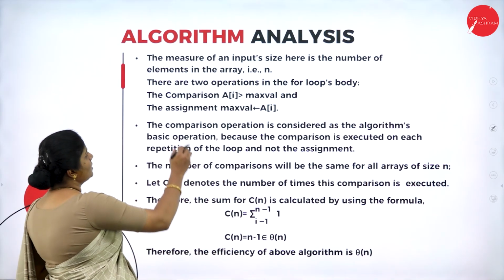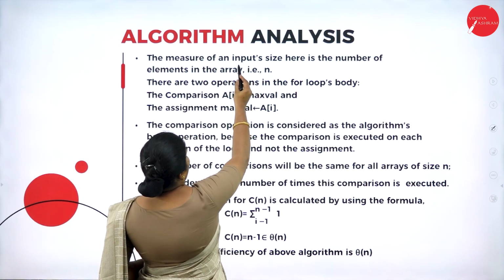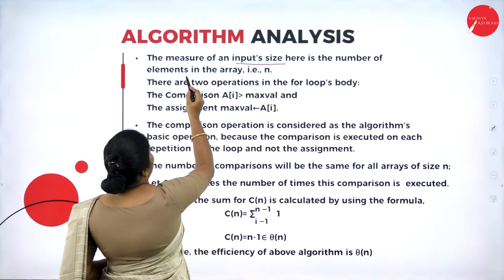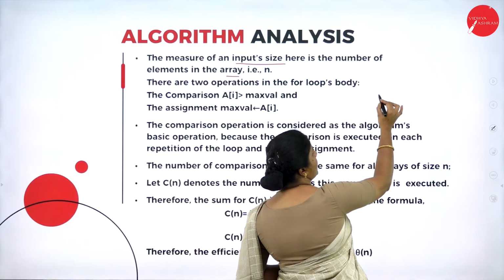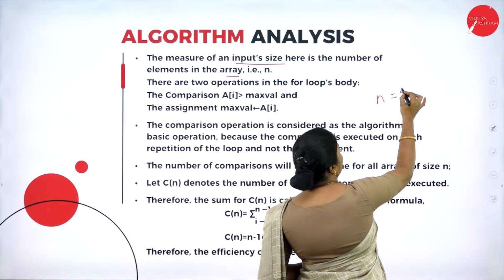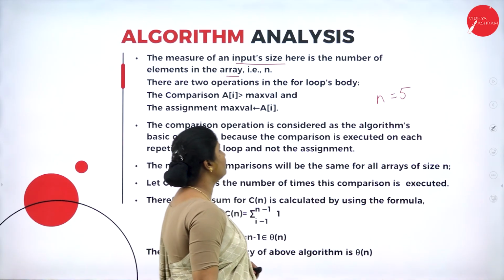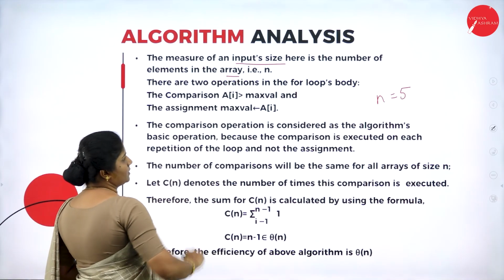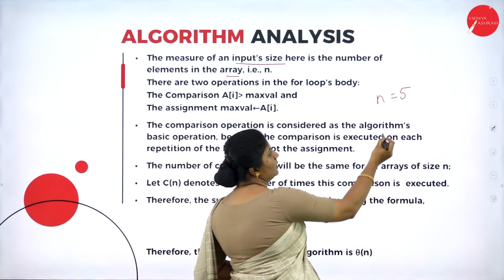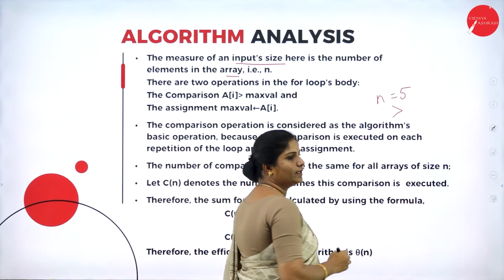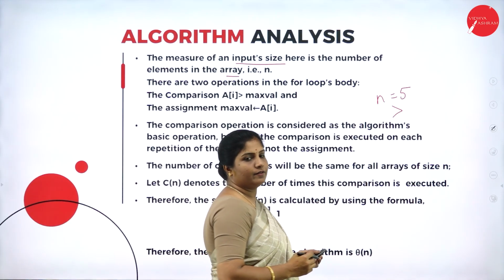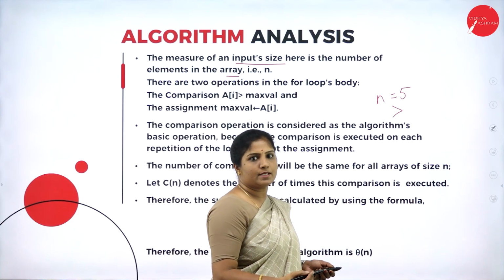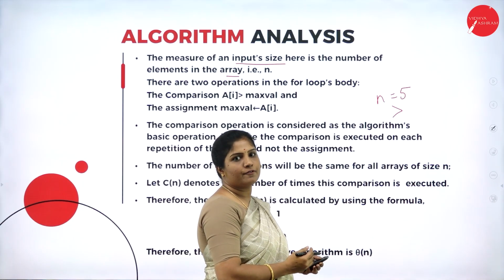Next, what is the analysis we will come across by searching the maximum element? The input size here is the number of elements in the array, isn't it? That is n. How much have I given? N is equal to 5. There are 2 operations, isn't it? We checked each and every element with the maximum, that is the first element. We checked all the other elements in the array with the first element.